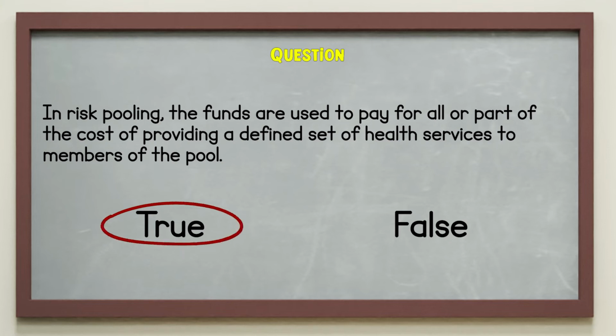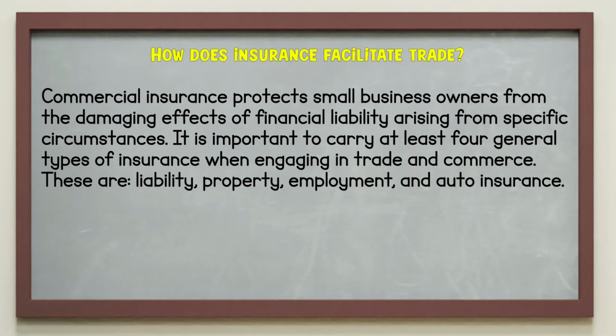If you've indicated true, this is correct. How does insurance facilitate trade? Commercial insurance protects small business owners from the damaging effects of financial liability arising from specific circumstances. It is important to carry at least 4 general types of insurance when engaging in trade and commerce. These insurances are liability insurance, property insurance, employment insurance, and auto insurance.